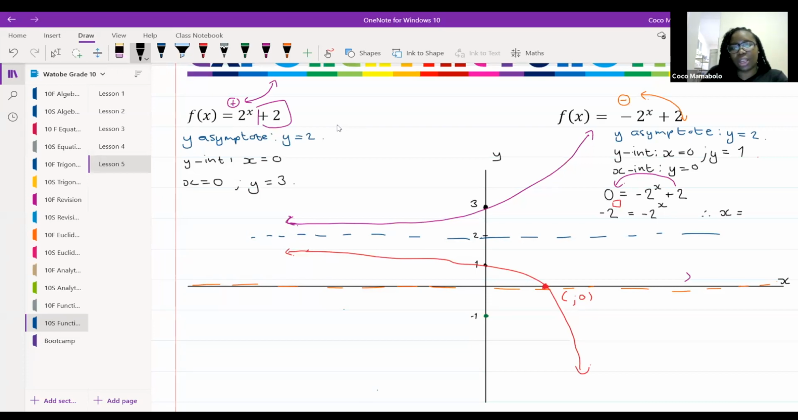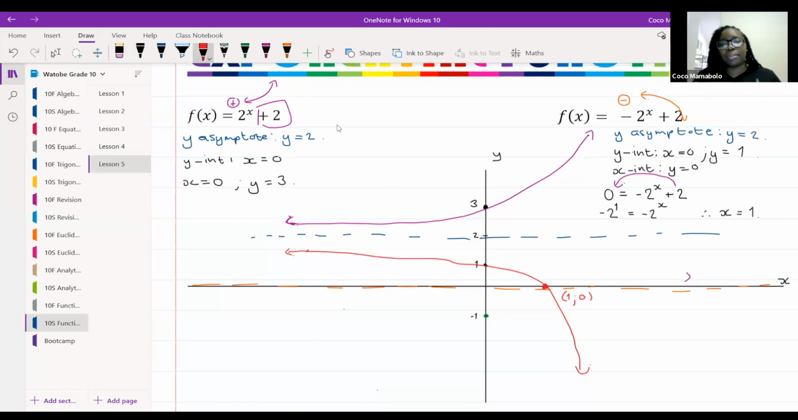It's not 0. Good. That's it. The only way this holds true is if x is equal to 1. Right, so we know that this over here needs to be 2 to the power of 1. Therefore, our x-intercept is at the point (1, 0).